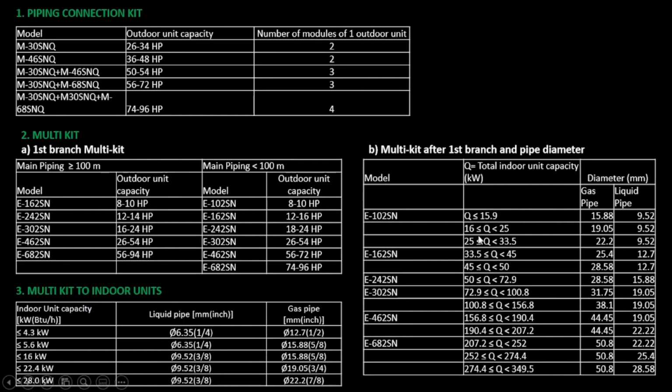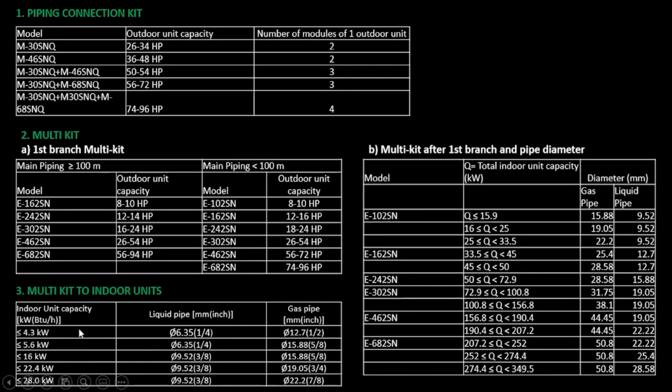If the total indoor capacity is between 25 and 33.5 kilowatts, then the right liquid pipe size to use is 9.52 millimeters, while the right gas pipe size to use is 22.2 millimeters. And these three ranges fall under this classification. That's E102 SN. And we can go on and on until we get to E682 SN. That's where the indoor capacity is between 207.2 kilowatts and 349.5 kilowatts, and these are the right pipe sizes to use for the three ranges under this classification.